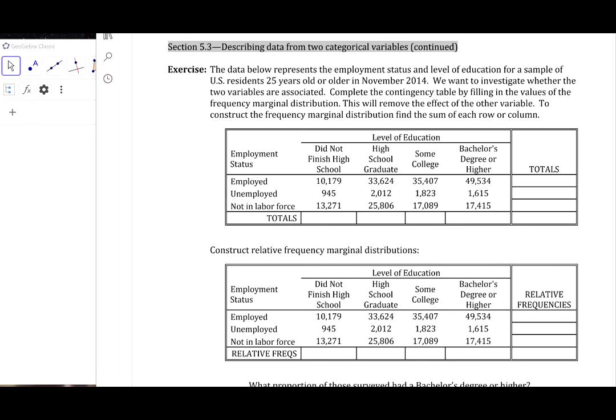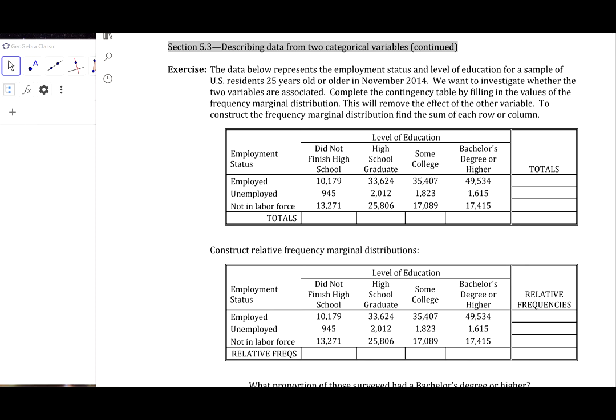In this exercise, we'll practice describing data from two categorical variables. The problem says the data below represent the employment status and level of education for a sample of U.S. residents 25 years old or older from November of 2014. We want to investigate whether the two variables are associated.